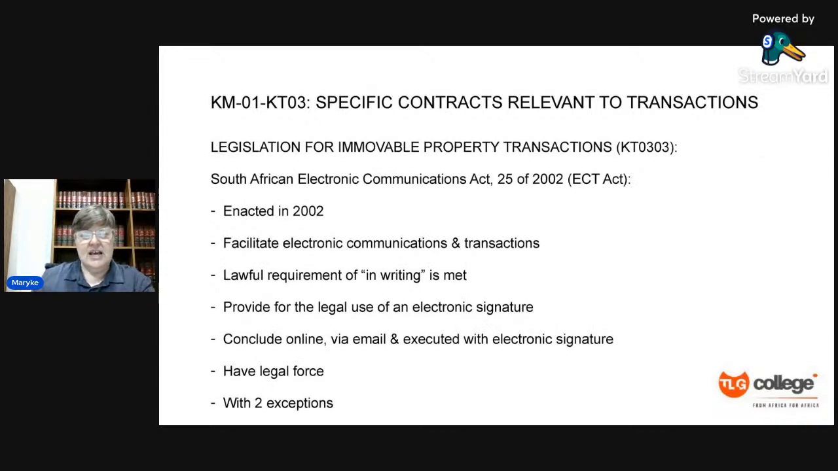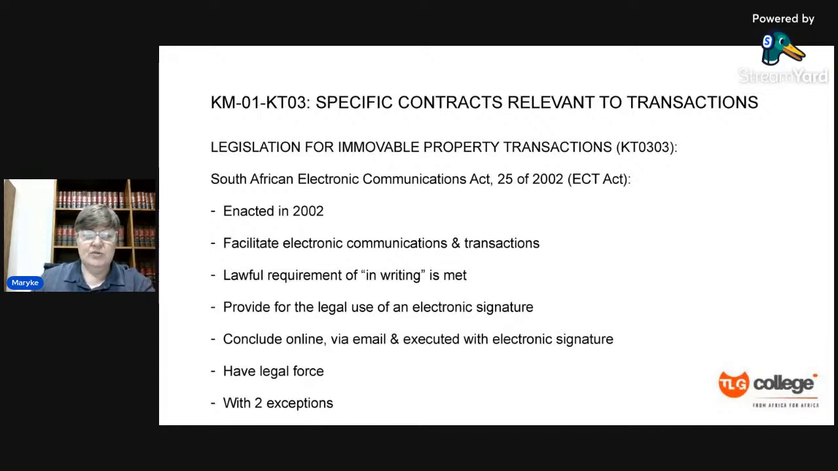Right, so if we have all of this, we have our contracts. There are certain things that need to be done. Obviously, there should always be, and there will always be, laws that are attached to these specific things. So one law in specific that we're going to have a look at today is the legislation for immovable property transactions, right? It's a law that was enacted in 2002. So it's a fairly new law, but it's been with us for a while, and this is to facilitate electronic communication and transactions, right?